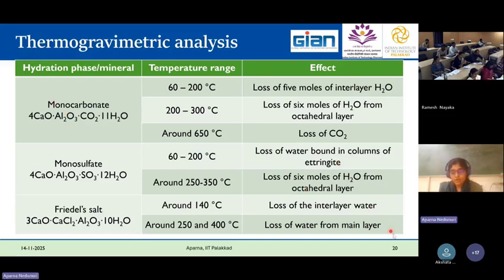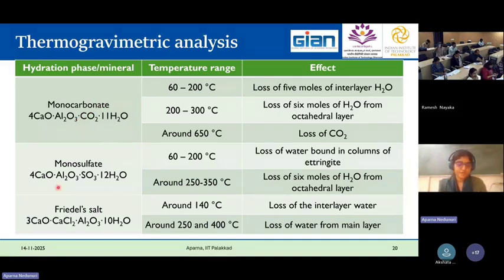We also have monocarbonate. Monocarbonate is formed particularly in LC3 systems. In those systems, we have a calcium aluminate carbonate system, where in the 60 to 200 degrees centigrade temperature zone, you can have 5 moles of water lost. And from 200 to 300 degrees centigrade, the remaining 6 moles will be lost. And at around 650 degrees centigrade, there will be loss of CO2. So monocarbonate will also have steps of mass loss at different temperature regions.